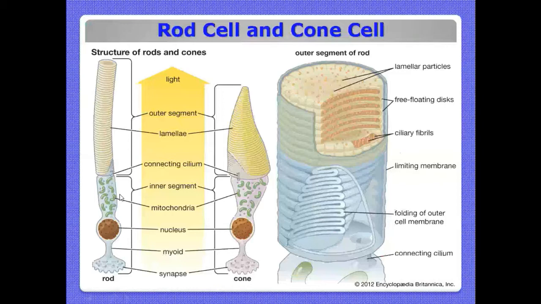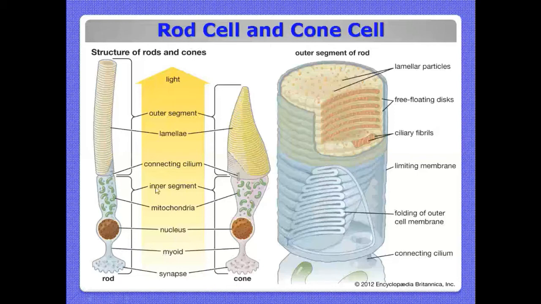No change in that. See, this side rod is there. This is cone cell. These two are synapse, both the cells. These two are myoid, both the cells. Nucleus is there in both the cells in this area. This is entirely inner segment.